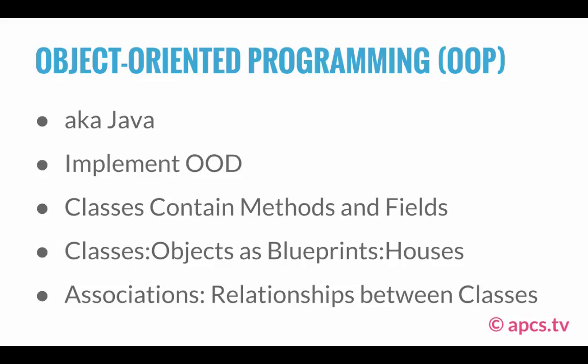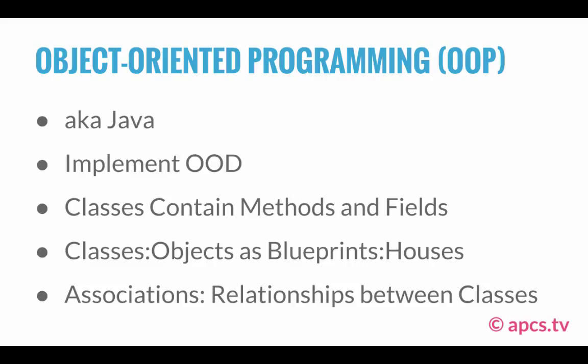OOP stands for Object-Oriented Programming. Java is an object-oriented programming language, and object-oriented programming is used to implement object-oriented design. The basic unit of programming is a class, which has methods and fields, the same thing as behaviors and attributes, and it's used to instantiate or create an object. You build programs with classes like you build a tower with blocks. Classes are to objects as blueprints are to houses. Using a class, you can create multiple objects, and similarly, using a blueprint, you can create multiple houses.